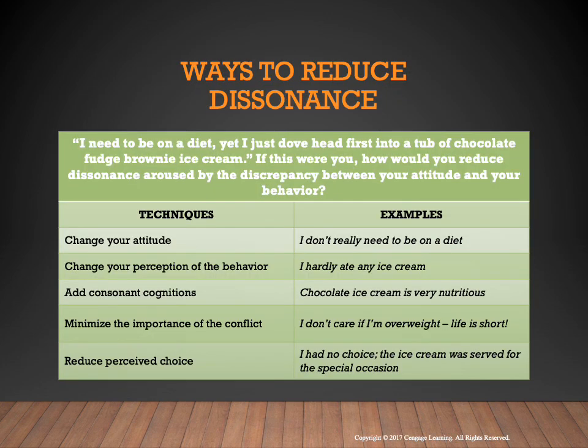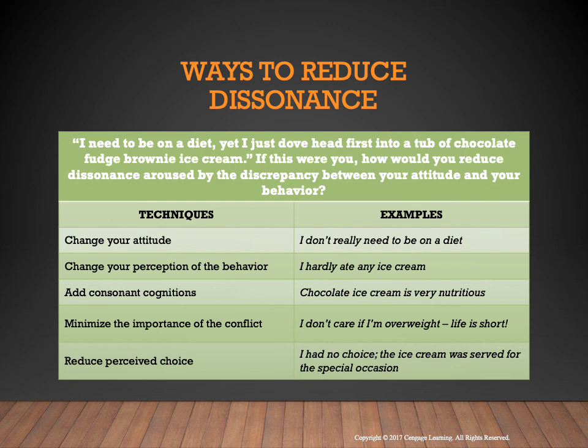Ways to reduce dissonance. Remember that cognitive dissonance describes a state where an individual freely engages in attitude discrepant behavior with full knowledge of the consequences. This leaves us in a state of psychological tension because our behaviors and our attitudes are in opposition. So for example, if I'm telling myself I need to be on a diet and yet I dive headfirst into a tub of chocolate fudge brownie ice cream, I'll be in a state of psychological tension or cognitive dissonance because my attitudes and my behaviors are in direct opposition and I need in some way to resolve this.